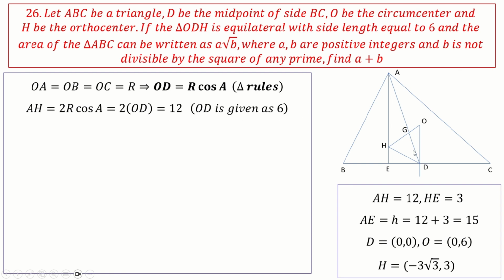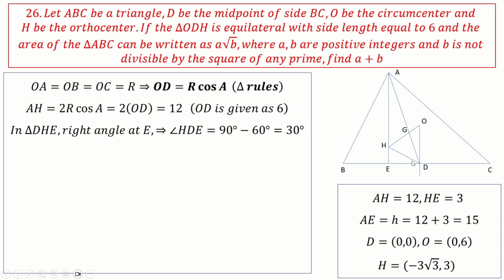Because OD is given as 6, this is the equilateral triangle with side 6. So we got one thing, AH, which is 12. Now we'll get the other things one by one. In triangle DHE, the angle at E is a right angle. OD is perpendicular to BC, so this is a right angle, and angle ODH is 60 degrees because this is an equilateral triangle. So angle HDE is 30 degrees.